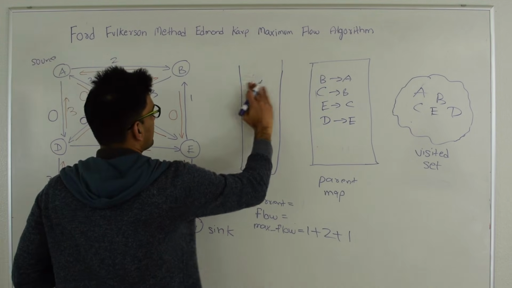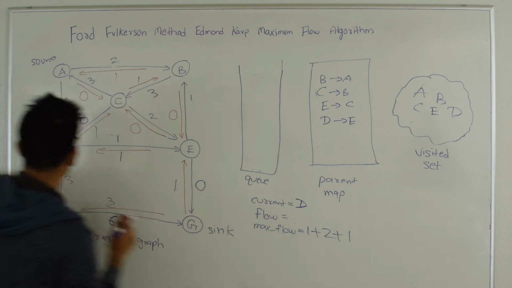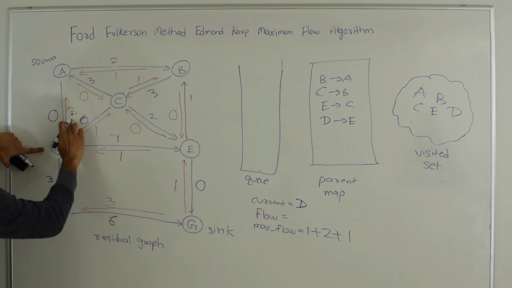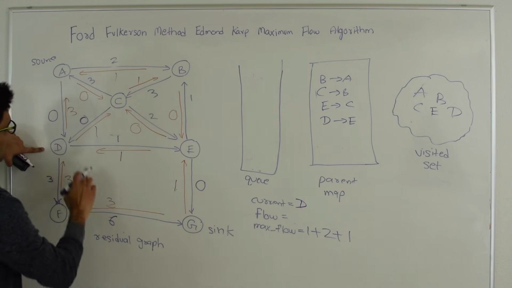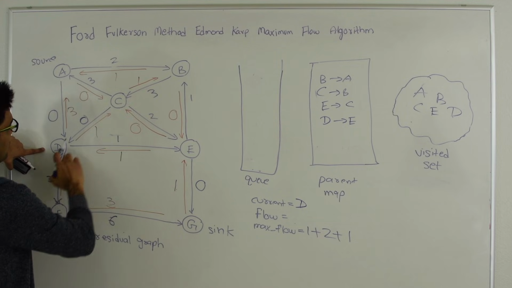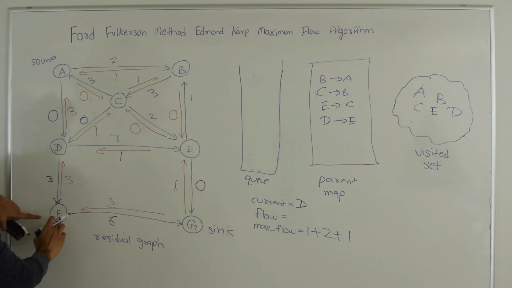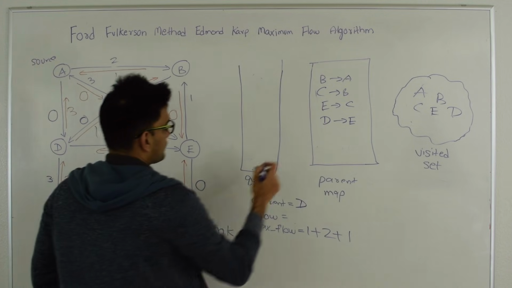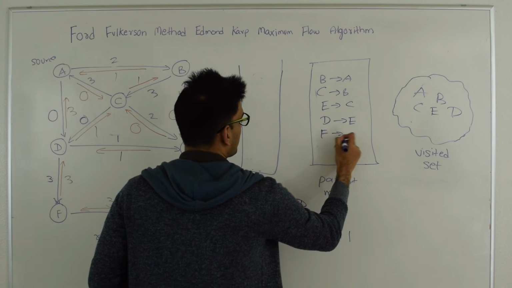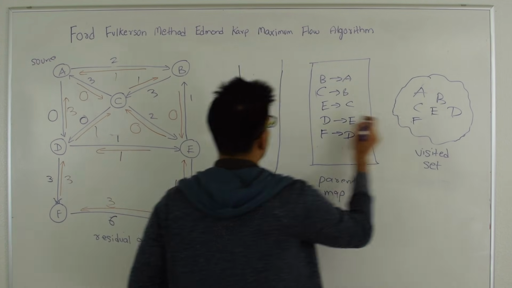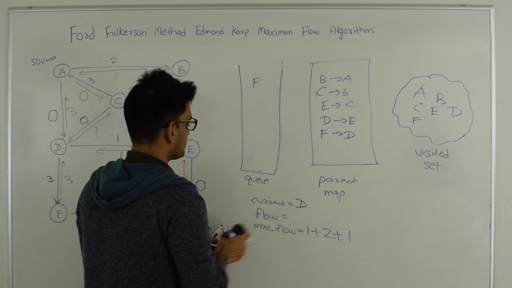So next let's explore neighbors of D. So let's take D out of the queue and explore neighbors of D. So this is there but A is 0. A is already visited. C is there but C is already visited. E is there but E is already visited. But F is not visited. So F got introduced by D. Let's add F here and F here.